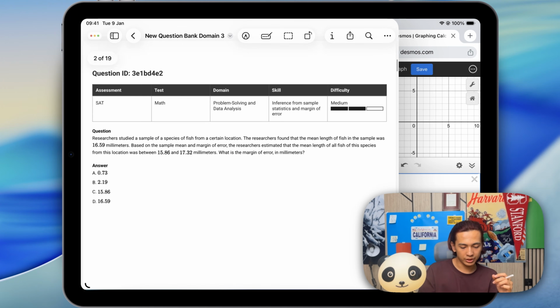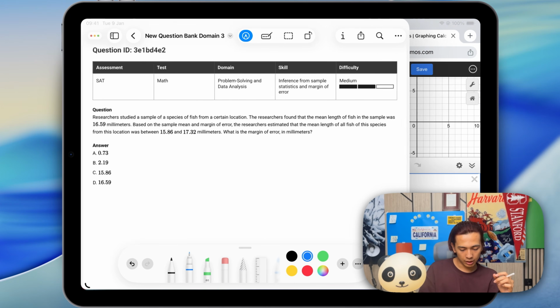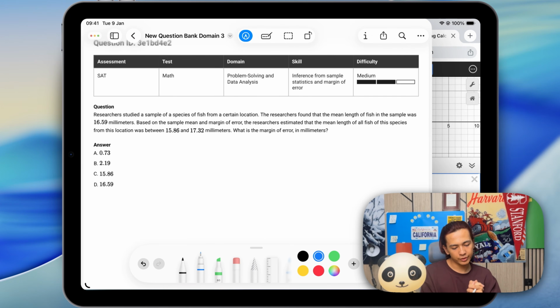Now moving on to the next question. Researchers studied a sample of species of fish from a certain location. The researchers found that the mean length of fish in the sample was 16.59 millimeters.